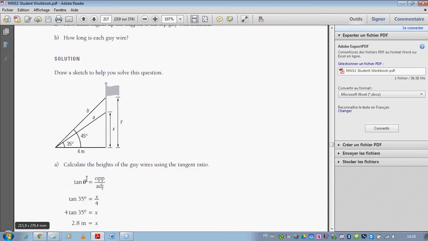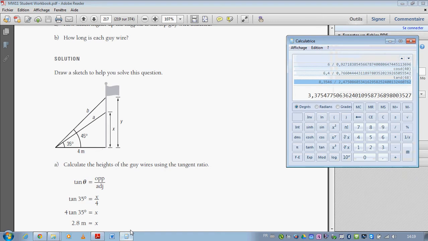So they do start off with your angle of 35. You've got angle 35, you want to figure out the opposite side, and you've got the adjacent side. So opposite and adjacent, that means you're going to be using your tangent ratio. So tangent of 35 is equal to x divided by 4, and that's what they do here. Let's do that, and then you manipulate it to just isolate for x.